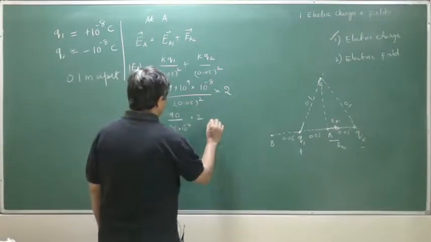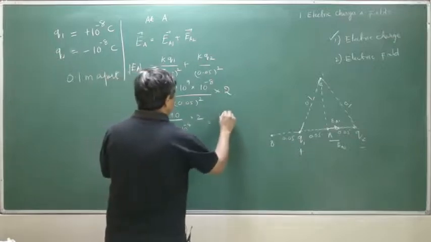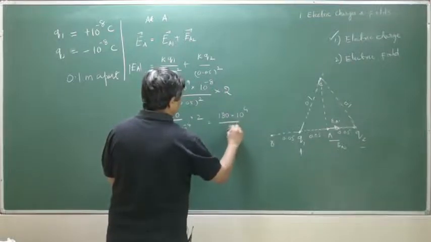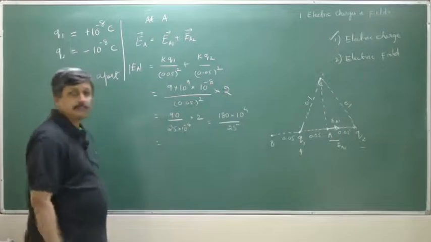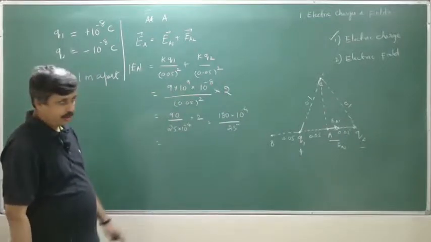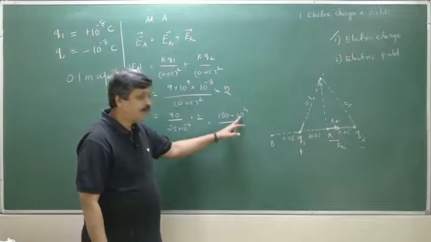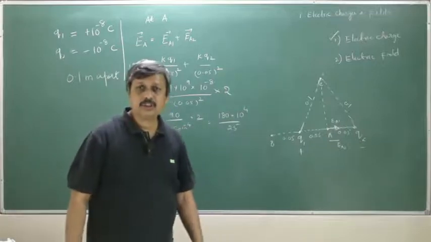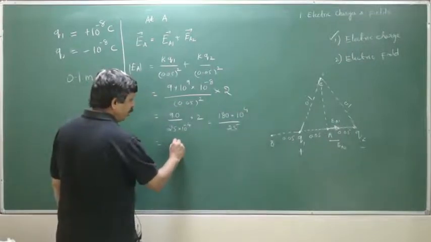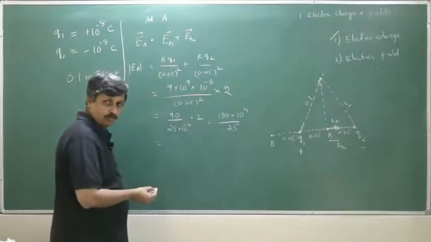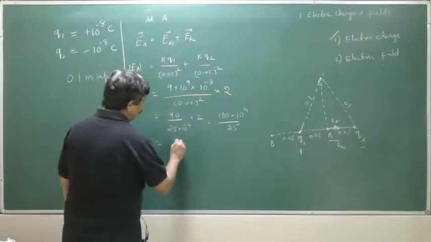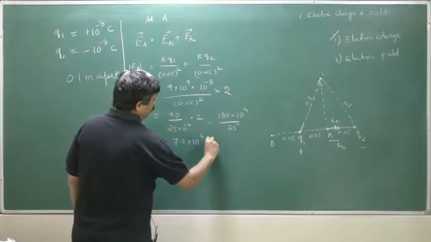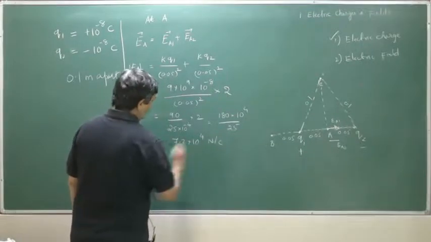So I am going to write this again as 180 into 10 power 4 divided by 25. So how much is this? If you take 100 out of this, 25 fours are 100. So what is 18 fours? It is 72, so 720 into 10 power 2. 720 into 10 power 2 is nothing but 7.2 into 10 power 4 newtons. Sorry, this is newtons per coulomb. This is our EA.